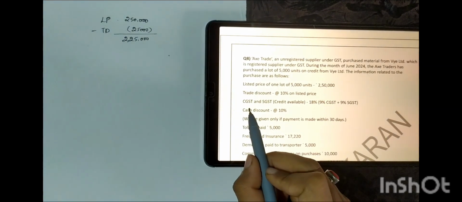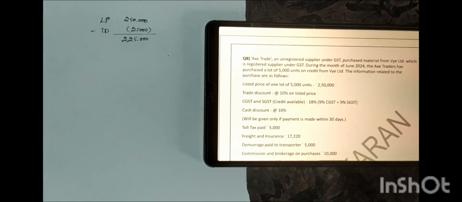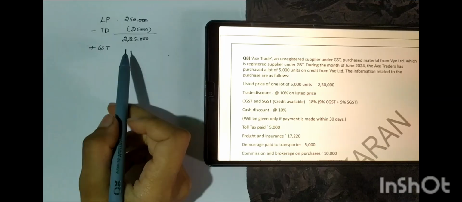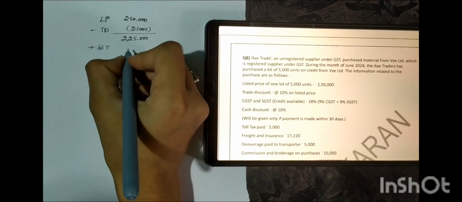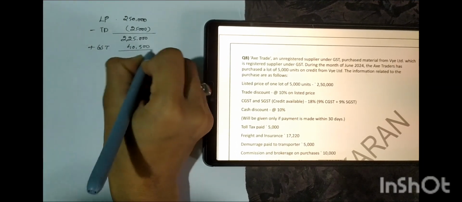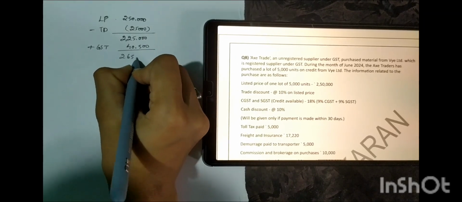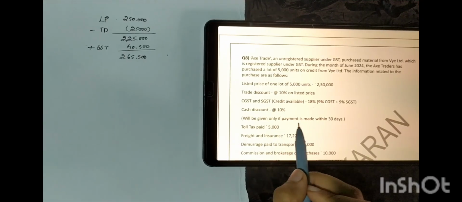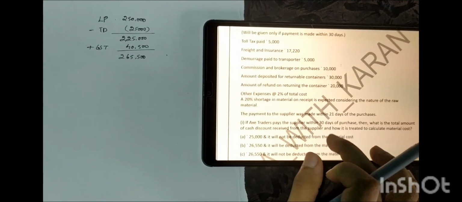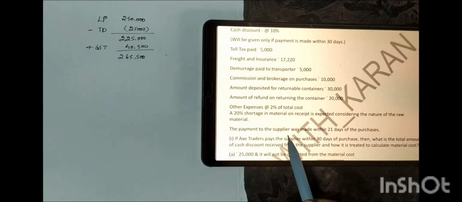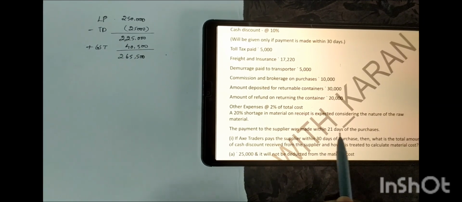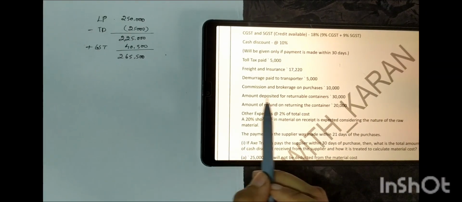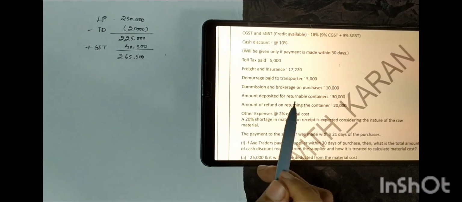Then they have given that CGST and SGST is at 18%, so at GST of 18%, 2,25,000 into 18% comes out to be 40,500. So the total cost is 2,65,500. Then they have given that a cash discount of 10% will be given only if payment is made within 30 days. They have also given that the payment to the supplier was made within 21 days of the purchase. So we get the cash discount, but we never deduct cash discount while calculating the cost of material.